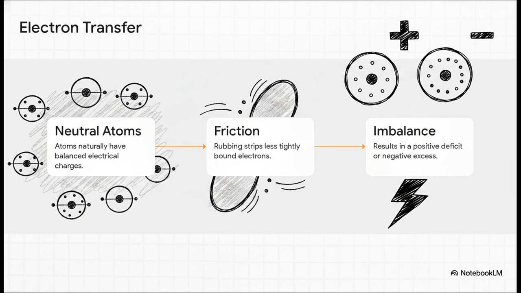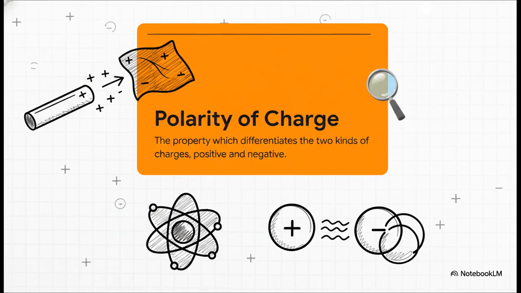So step 3, this electron transfer leaves one object with a deficit of electrons, making it positively charged, and the other with an excess, making it negatively charged. The crucial takeaway here is what we define as the polarity of charge, which is simply the property differentiating positive and negative electrification. Notice that when Franklin named these, and when we observe this transfer today, we realize that no new charge is ever created out of thin air. It is just moved from point A to point B.